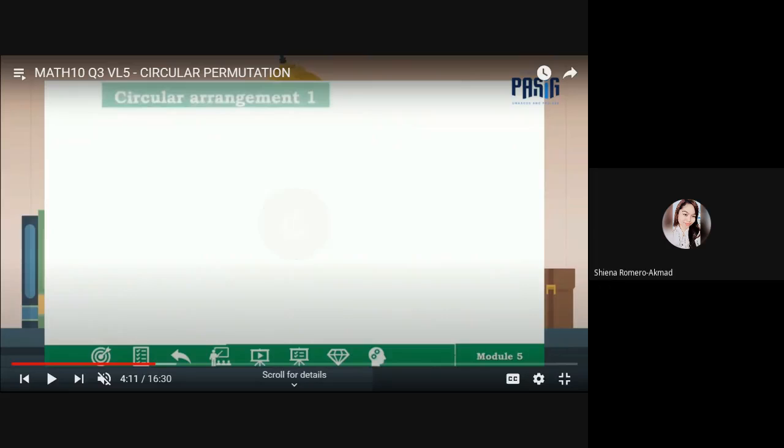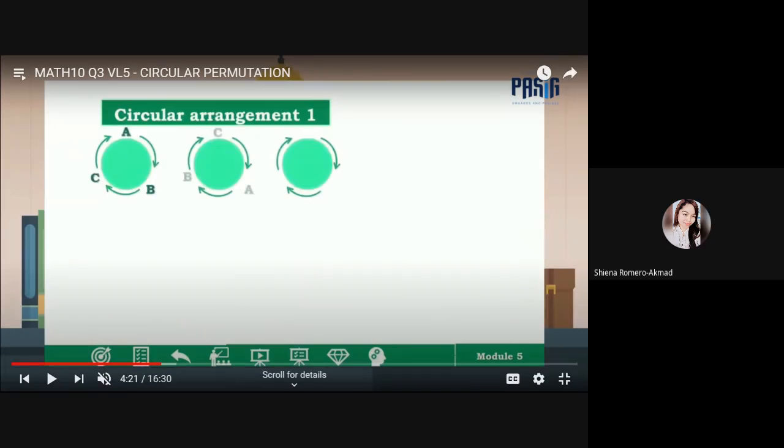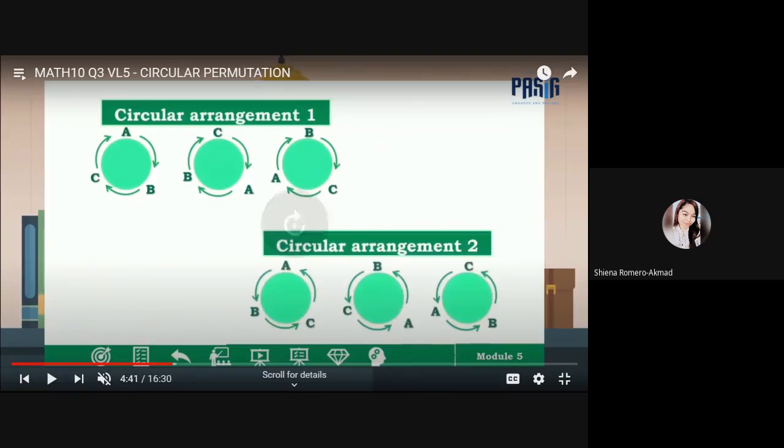So, I have here 2 circular arrangements. That's circular arrangement 1 and circular arrangement 2. Kung titignan natin yung difference nilang dalawa, sa circular arrangement 1, the order is clockwise. Okay? Pakanan. Kung titignan ninyo dito sa clockwise arrangement na to, si A, ang kasunod niya ay si B, ang kasunod niya ay si C. Okay?